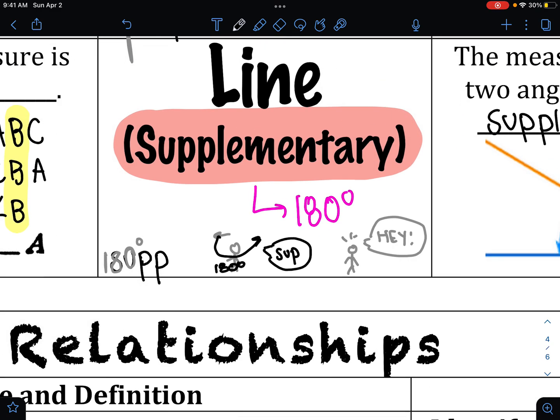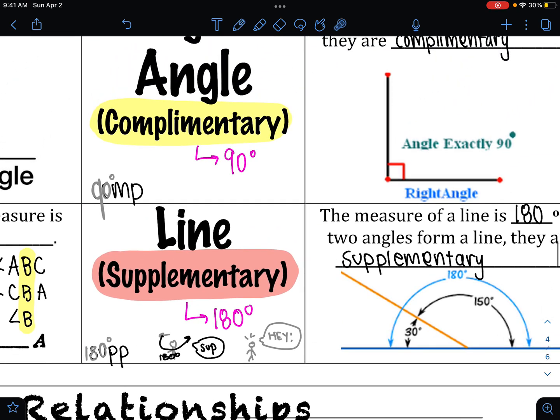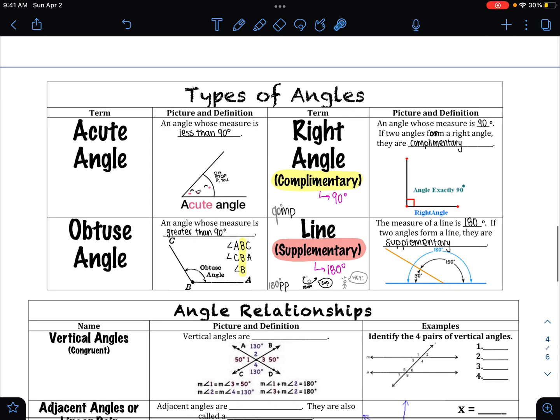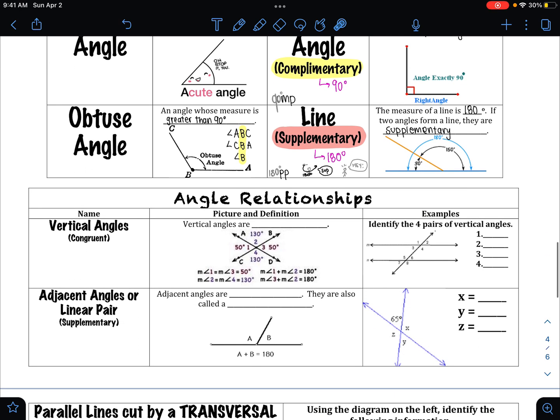But just know that you're going to need to definitely know what these two things mean. So whatever way that you can remember, complementary means 90 degrees, supplementary means 180 degrees, you're definitely going to need to know those things. So start committing those to memory now so that when you get to the test, it's going to be super easy. Okay, so those are the types of angles. So now we can go ahead and move on to angle relationships.